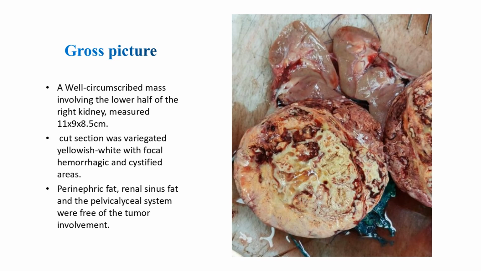Gross examination of the radical nephrectomy specimen revealed a well-circumscribed mass involving the lower half of the right kidney, measuring 11 cm in the maximal dimension, and the other two dimensions were 9 and 8.5 cm. Cut section of the mass was variegated yellowish-white with focal hemorrhagic and cystic areas. Perinephric fat, renal sinus fat, and the pelvicalyceal system were free of the tumor.